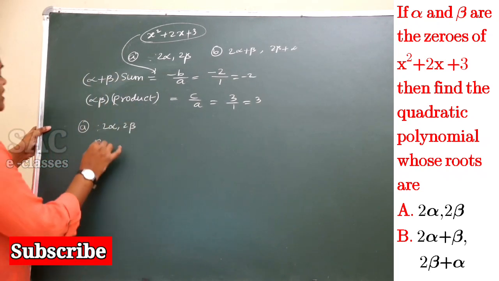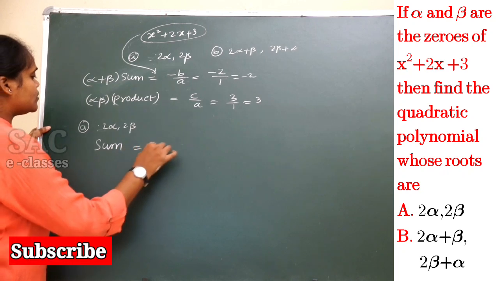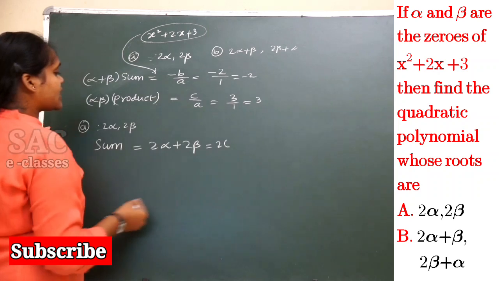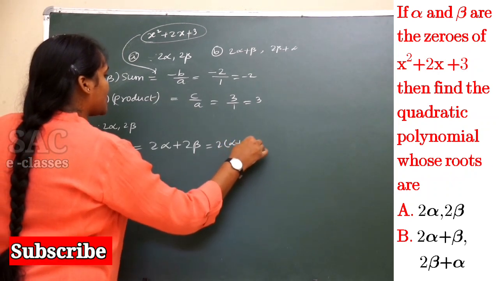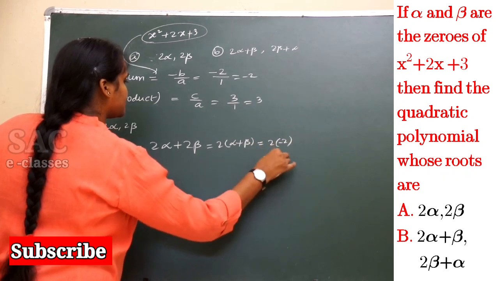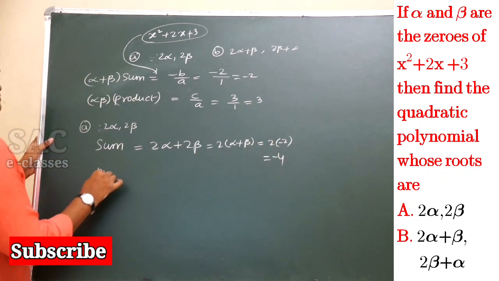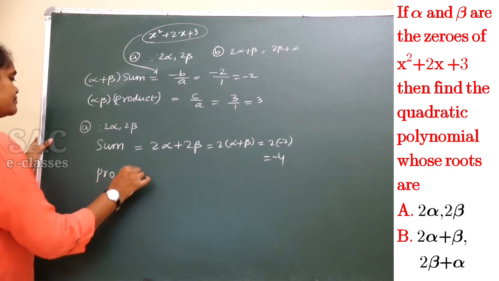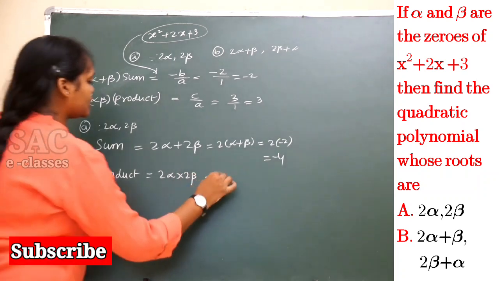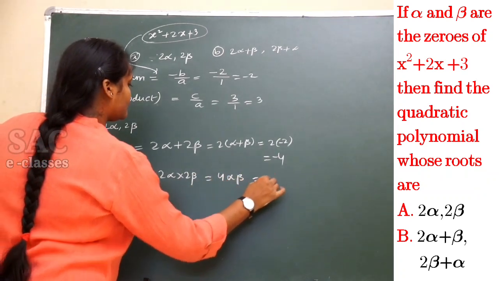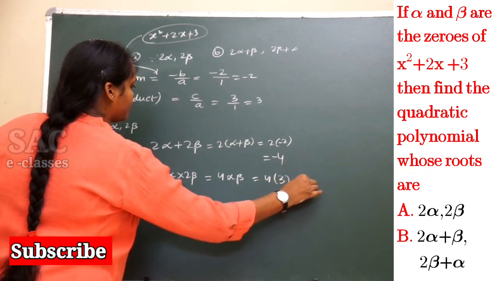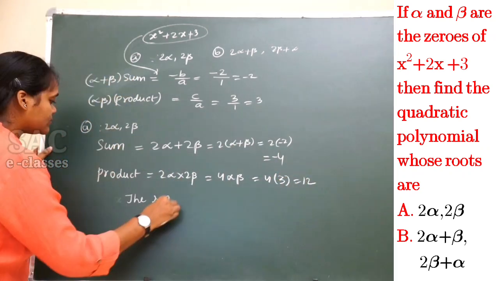So what I am going to do is take the sum of the zeros. It is 2 alpha plus 2 beta. Take out 2 as common, alpha plus beta. But already we know the alpha plus beta value. What is that? Minus 2. So minus 4. Product is equal to 2 alpha into 2 beta, which is 4 alpha beta. 4 into, we already know the alpha beta value 3, so it is 12. Now I got the sum and product.